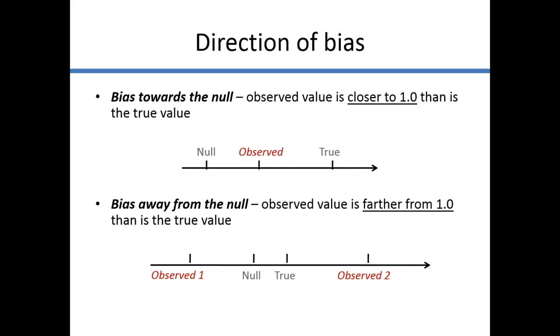If the truth is 1.2, if you did the whole population accurately, it was a 1.2 relative risk, and you found 1.5, not only is it positive bias, but it's away from the null, because 1.5 is further away from the null than 1.2, which is the truth. Just like if you found 0.3 when the truth was 0.6, it would be away from the null. If the truth was 1.5 and you found 1.2, you're still saying there's a positive relationship, but you've underestimated it because your bias was toward the null.